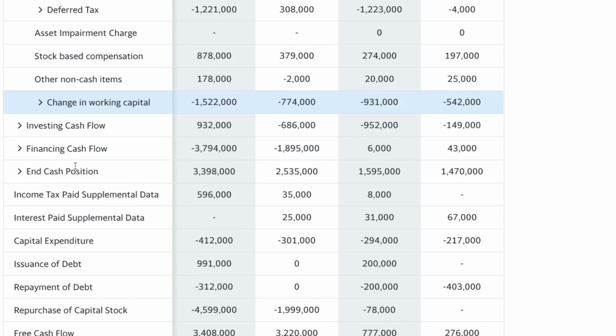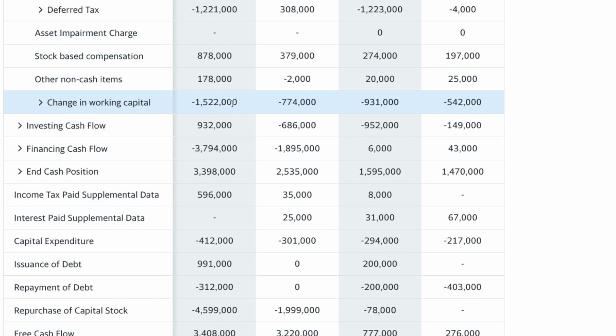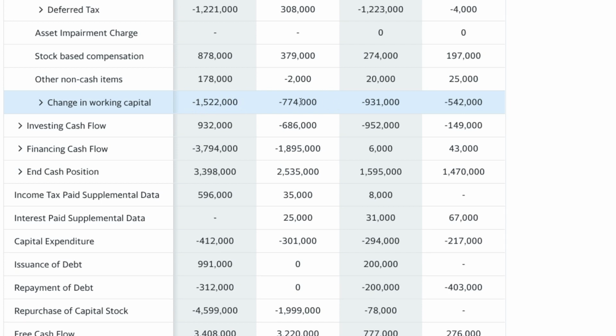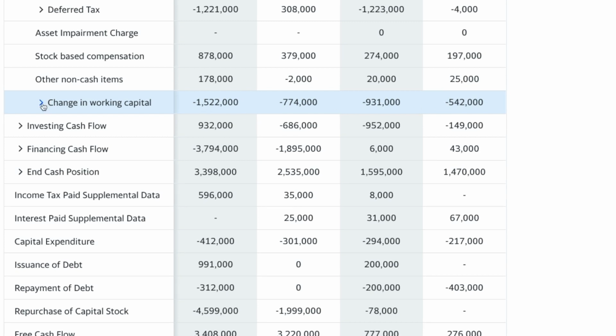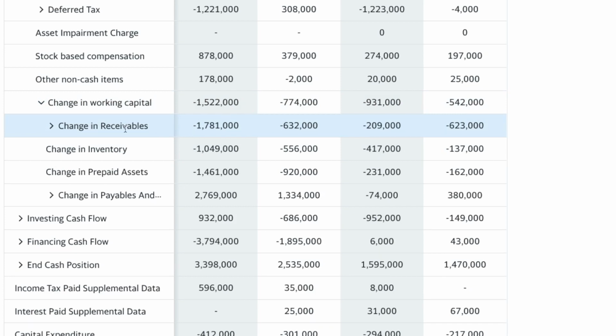Another very important term is the change in working capital. Change in working capital has the formula current assets minus current liabilities. A positive number here would mean the company has sold some of its fixed assets, but here we see that this number is still negative, which is not good in a sense, because it is increasing year over year. Let me explain why it's increasing year over year.